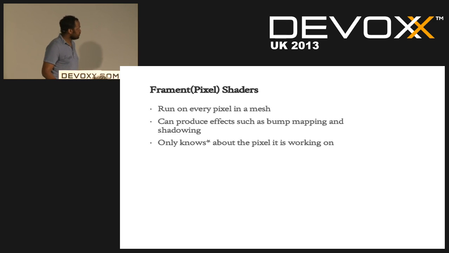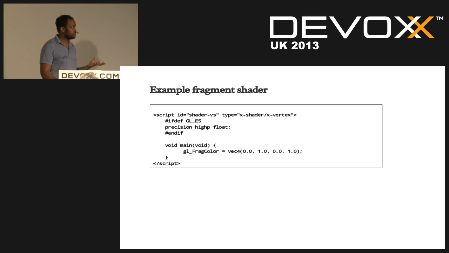Sorry. And pixel shaders run once per pixel in a mesh. They can do things like bump mapping, shadows, that sort of thing. It only knows about the pixel that it's working on. So if you need to pass messages between the fragment shader and the vertex shader, you would use a thing called a uniform, which is just kind of a variable where you can pass things back and forth.